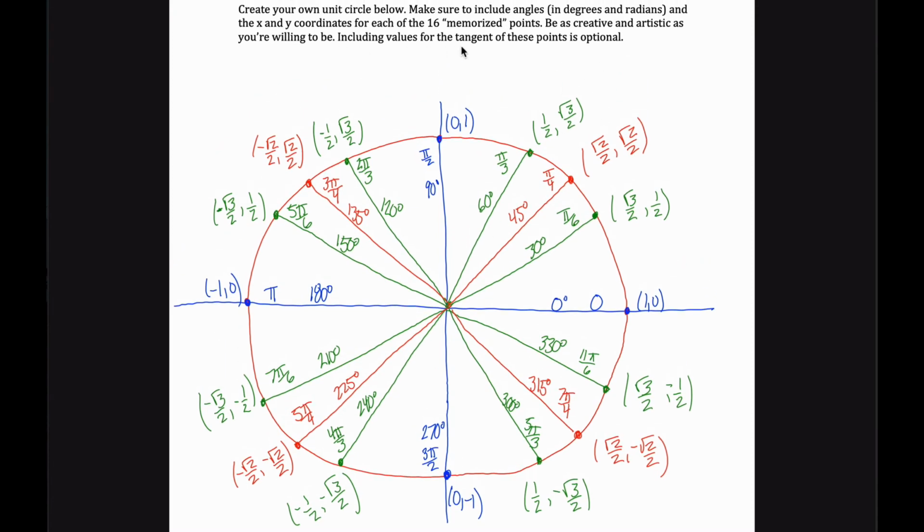However, I said up here in the prompt that including the tangent values was optional. So I'm going to include those maybe in purple or whatever color this is here. Again, low-hanging fruit, let's start with the points in blue.